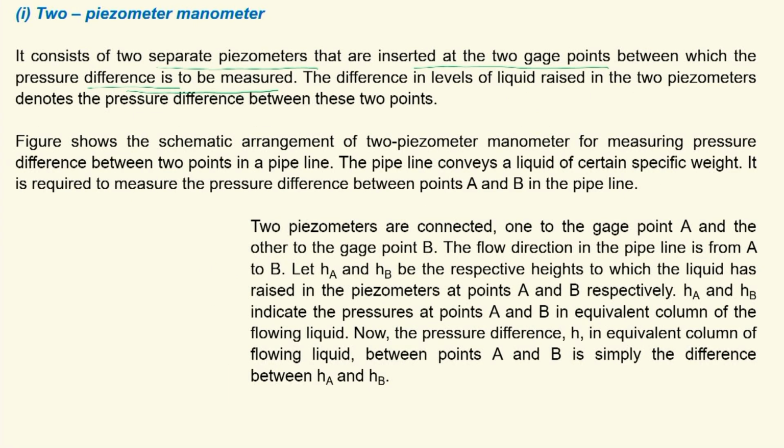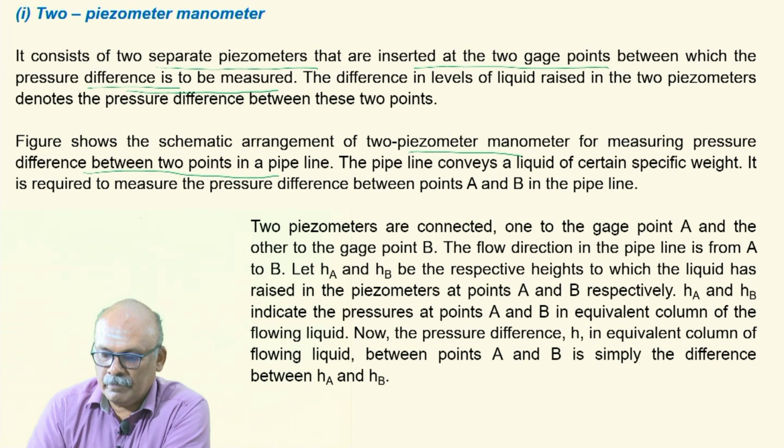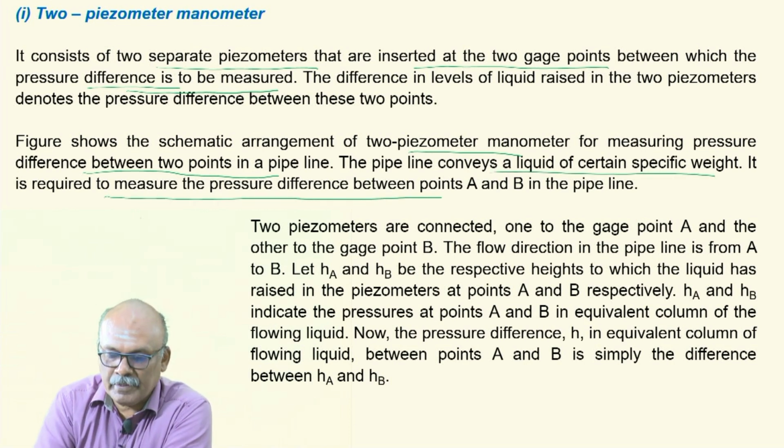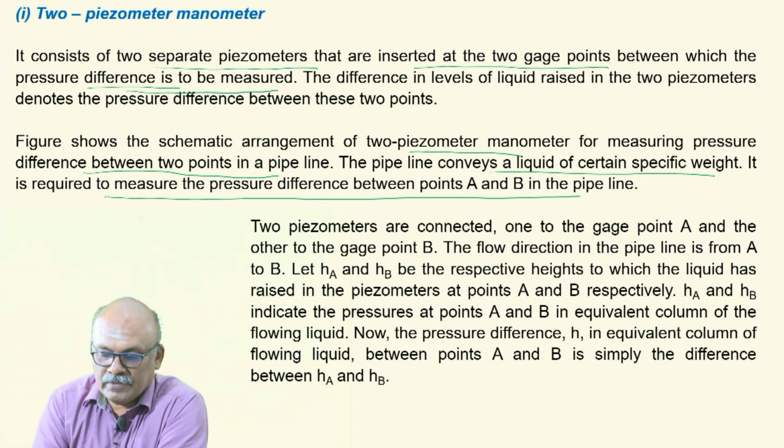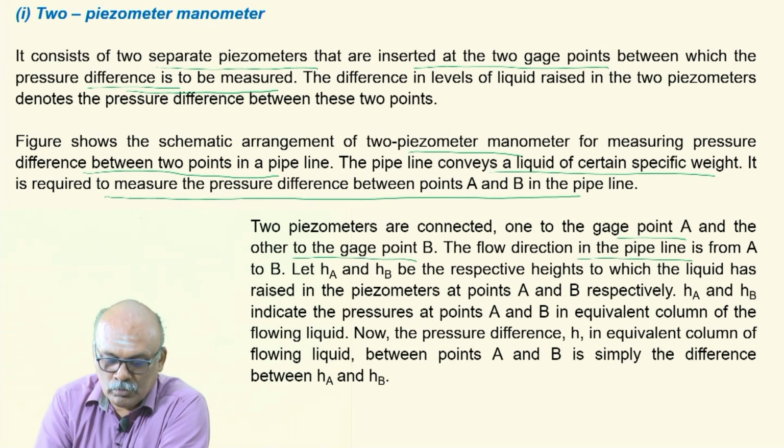So the figure shows the schematic arrangement of a two piezometer manometer for measuring pressure difference between two points in a pipeline. The pipeline conveys a liquid of certain specific weight. It is required to measure the pressure difference between the points A and B in the pipeline. So two piezometers are connected, one to the gauge point A and the other to the gauge point B. The flow direction in the pipeline is from A to B.